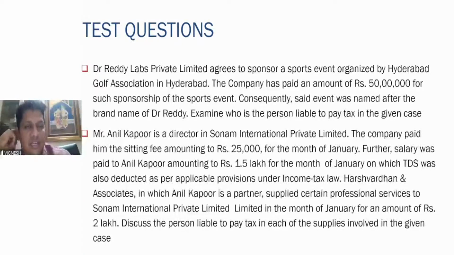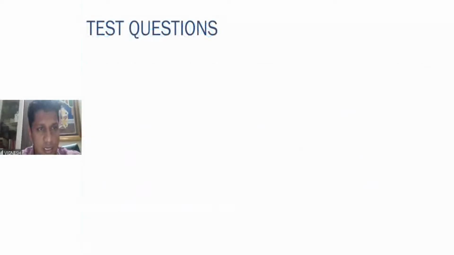First supply is sitting fee paid by the company to the director. Since it is other than employment, straight away the company will pay the GST on the reverse charge basis. Then the second one is salary paid, 1.5 lakhs. Since it is employer-employee covered in Schedule 3, neither a supply of goods nor a supply of service, no GST applicability on that. Third one, just because in Harshvardhan and Associates, Anil Kapoor is a partner, it does not mean that it has to come under reverse charge. This professional service, whatever is provided by Harshvardhan and Associates, will be straight away under forward charge mechanism and not under reverse charge. I hope this point is clear.